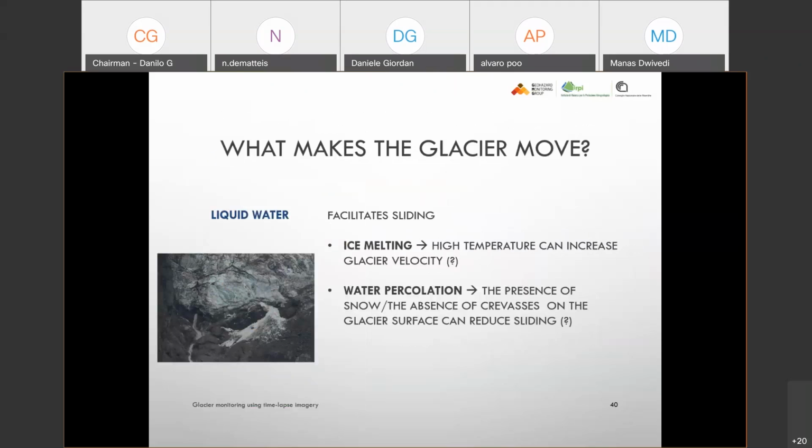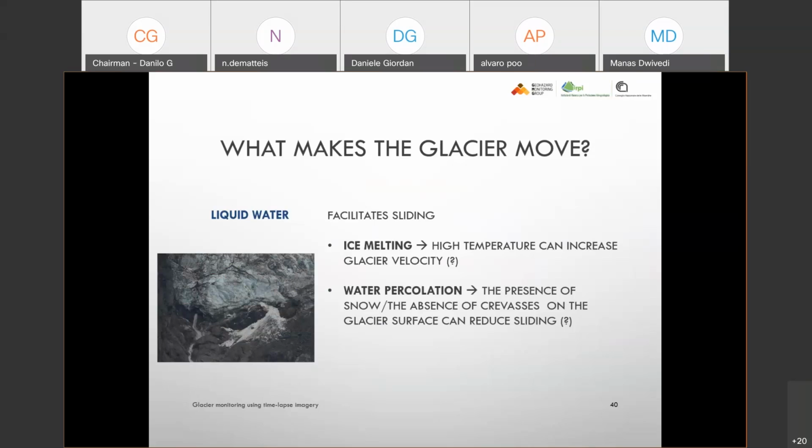In summer, during the warm season, things are different. In fact, there is presence of liquid water that is caused by ice melting, and it arrives at the bedrock-ice interface for percolation. Therefore, one can suppose that high temperature causes an increase of the ice melting and therefore an increase of the glacier velocity.